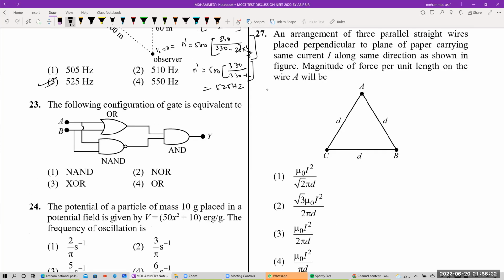The following configuration of the gate is equivalent to which gate? There is an OR gate, a NAND gate, and an AND gate. These are the outputs, basically. Y1 will be equal to how much? Here, I'm taking the output of this as Y1 and the output of this as Y2. So Y1 will be equal to A plus B, and Y2 will be equal to the NOT of A dot B. So the Y value will be equal to, I'm writing again for this one, a short version.